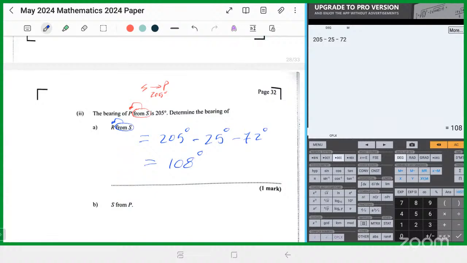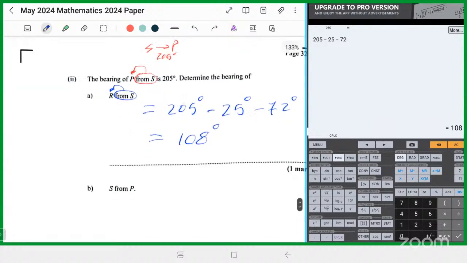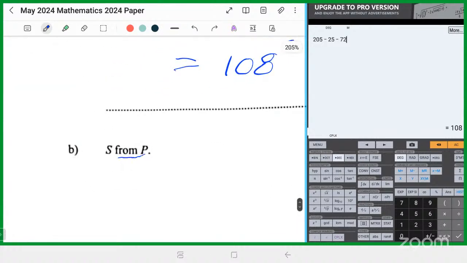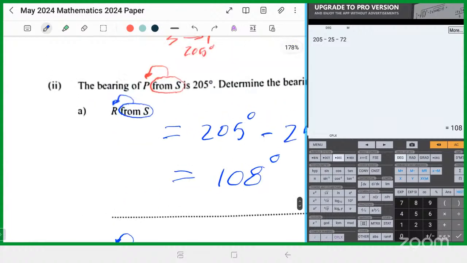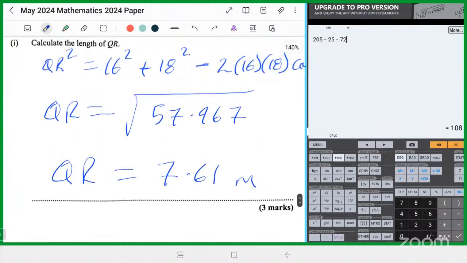Yes, sir. The next part is asking us for the bearing from P to S. Always note the front position. So this is the front position, from P to S. We want the bearing, so the bearing must be measured at P. That's a line from P to S we're looking at now.